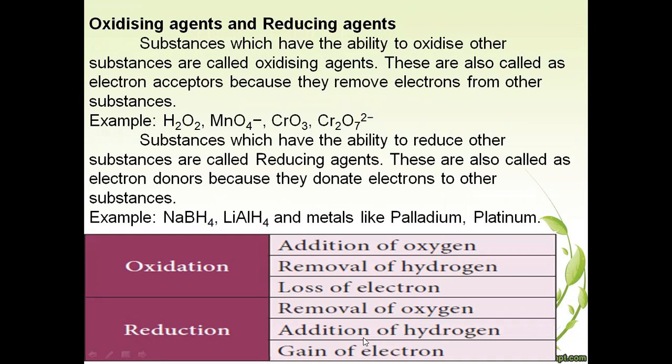Here is a small comparison. Oxidation: addition of oxygen, removal of hydrogen and loss of electrons. Reduction: removal of oxygen, addition of hydrogen and gain of electrons. So these processes are involved, and they have some agents, called oxidizing agents and reducing agents.